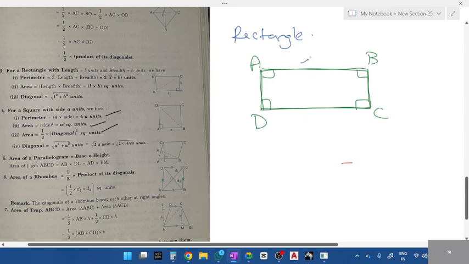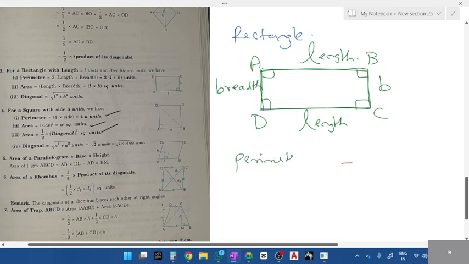Only opposite sides are equal. Okay. So if you take AB as L, what's the opposite side you have to take? DC, L. L stands for length. In short, we take it as L. AD is breadth, or let me just take B. Breadth. What about BC? BC also will be B. Right? Now tell me the perimeter, students.